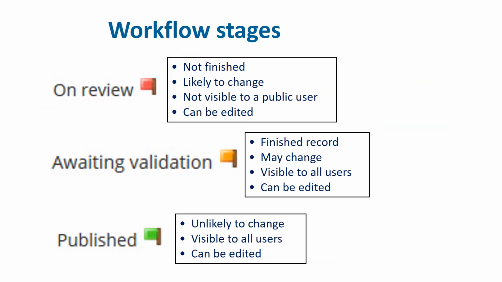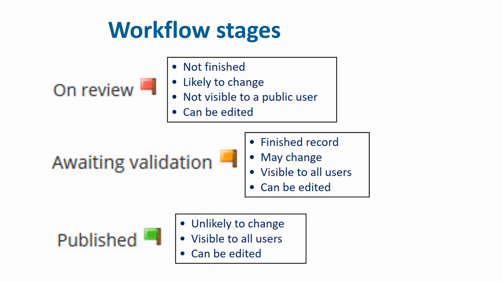All records created on the database, regardless of by whom, pass through a three-stage workflow process to ensure the consistency, accuracy and quality of the records. The first stage is on review, which is denoted by a red flag. This is for unfinished records and shows that the record is still being worked on and is likely to change. Red flag records are not visible to the public.